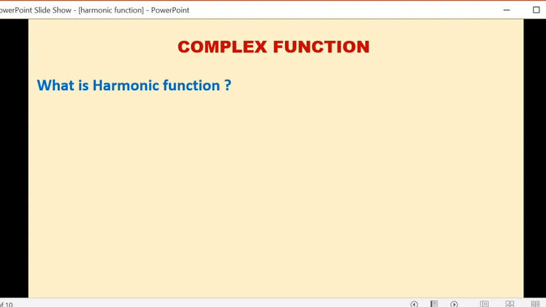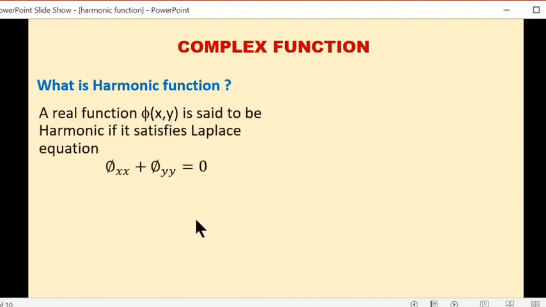So what is Laplace equation? A real function phi is said to be harmonic if it satisfies the Laplace equation. Yes, Ritesh has given the answer. Phi xx plus phi yy equal to 0. Very good. See, I have written the same thing over here. Phi xx plus phi yy equal to 0.